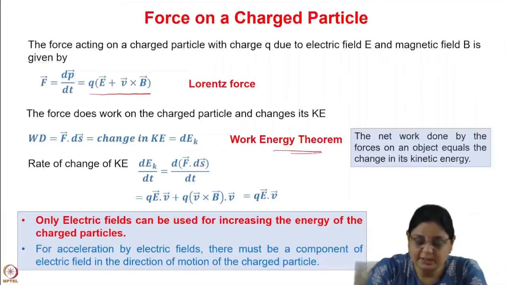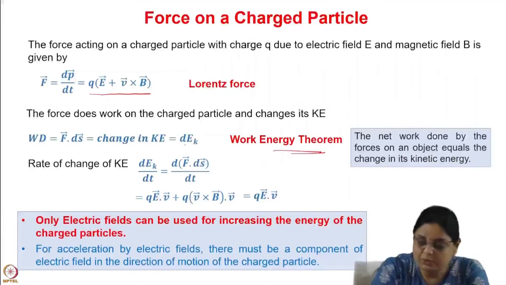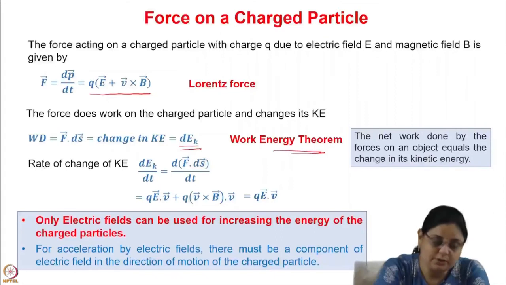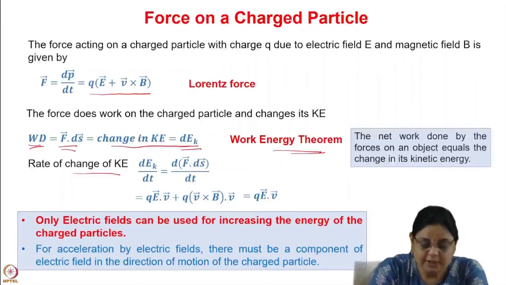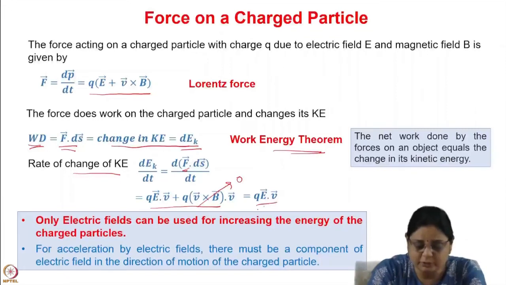Now from the work-energy theorem, the net work done by the forces on an object equals the change in the kinetic energy. So work done is F·ds, which is the change in the kinetic energy. Let us calculate the rate of change of kinetic energy. This is dEk/dt, which is simply F·ds/dt. If I substitute the force from the Lorentz force here, this is what I get. ds/dt is v. So qE·v plus q(v × B)·v. This term goes to zero and I am left with qE·v.